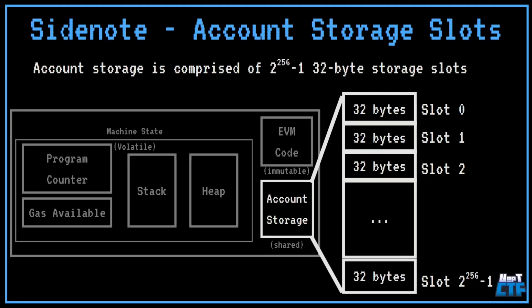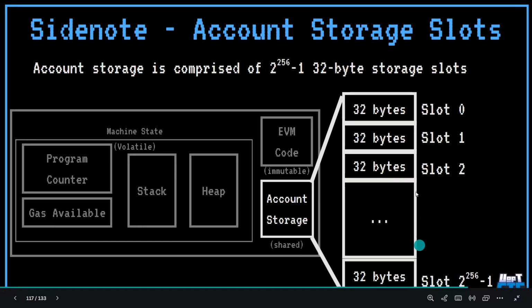And the way that account storage is set up, they have slots of 32 bytes. They're just 32 byte storage slots. So if you read storage slot 0, it reads 32 bytes. Storage slot 1, it reads the 32 bytes at slot 1, which is the 33rd byte to the 64th byte, and so on and so forth. So that's the way that it's organized.